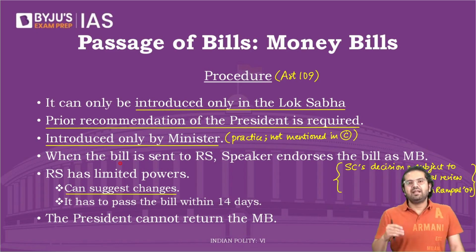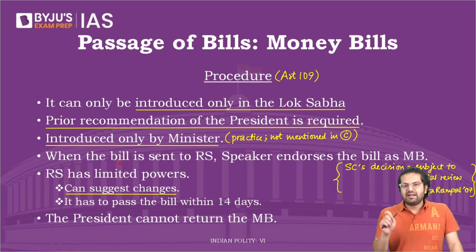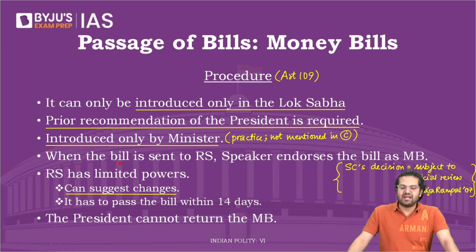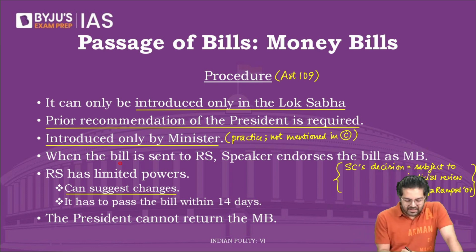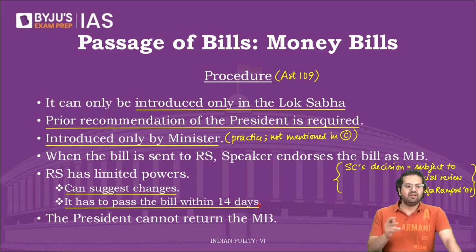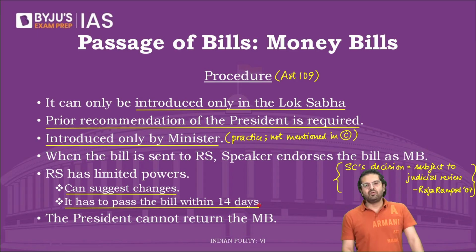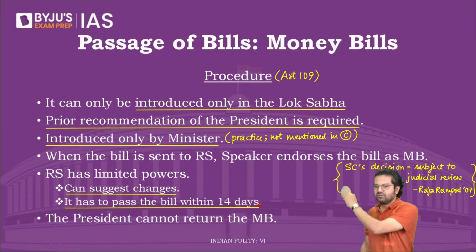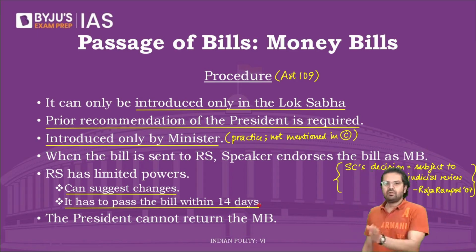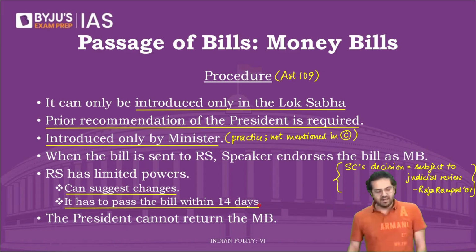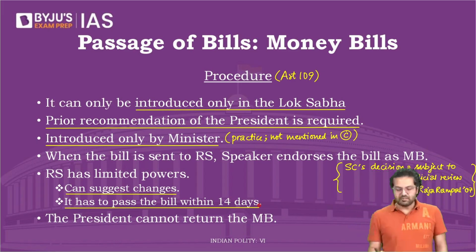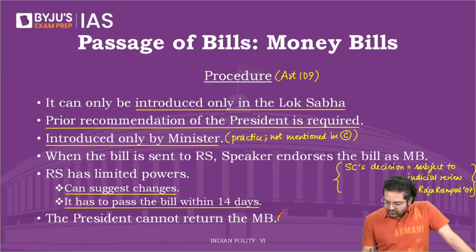If the Rajya Sabha takes no action, the maximum time for which no action can be taken is 14 days. It has to pass the bill within 14 days. If you keep on sitting with the bill, then what happens? Somebody comes after 14 days, snatches the bill and goes away. Bill is passed. It is sent to the president. And we know very well, the president cannot return the money bill. Meaning, what veto can't be used?